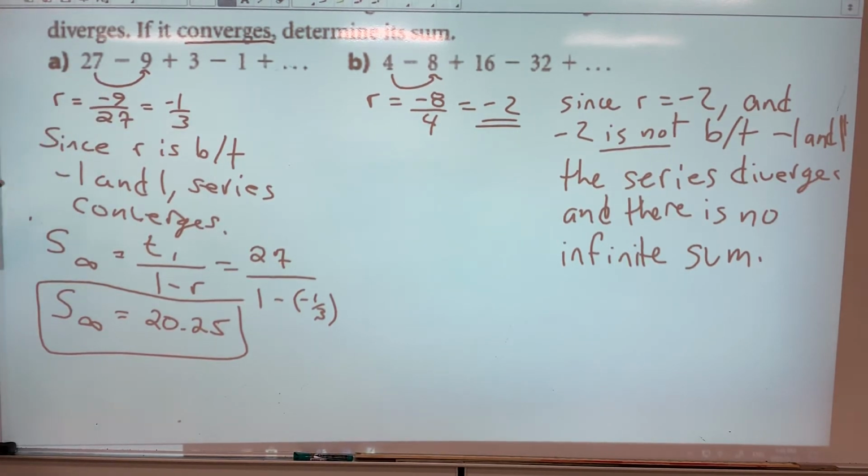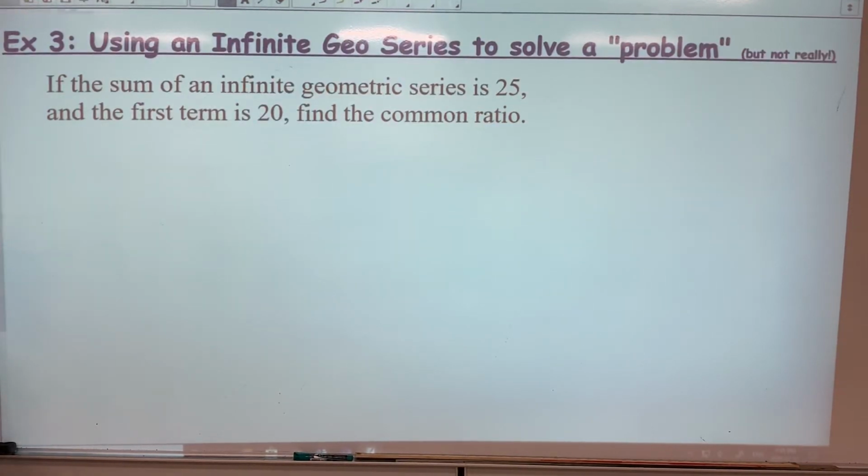We've got one more formula. It's a relatively easy formula, but you need to remember that theory part, that r needs to be between negative 1 and 1. If you can remember that, then you should be able to do this, and it's just another little tiny topic. So here's another one. Example 3 is using an infinite geometric series to solve a "problem." I always use problem in quotation marks because when I read these, there's really no problem here. They give you all the information you need.